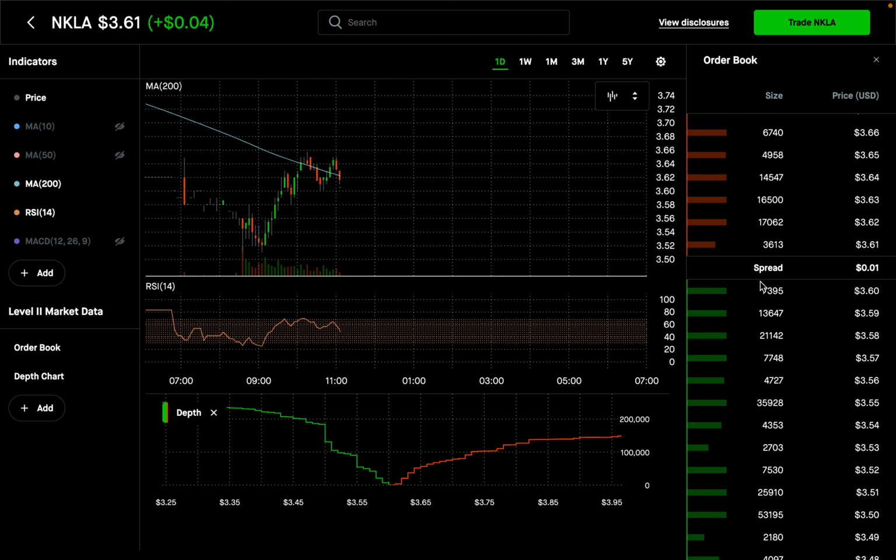Now, in between these two, we have this middle section that says spread. Spread is basically the price difference between the highest potential buy and the lowest potential sell in terms of price. The lowest someone is willing to sell this for is 3.61. The highest someone is willing to buy is 3.60. So the difference between 3.61 and 3.60 is 0.01. That's our spread, that's what we see right there.